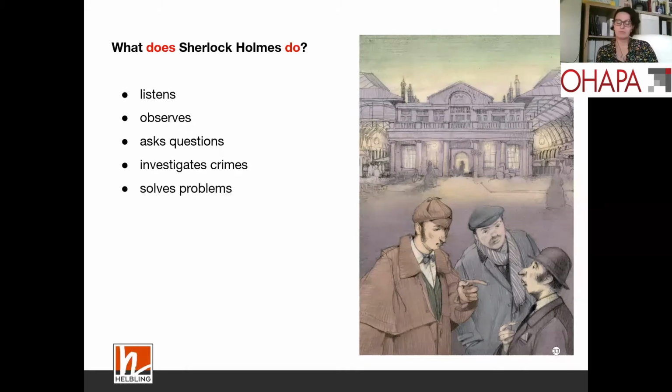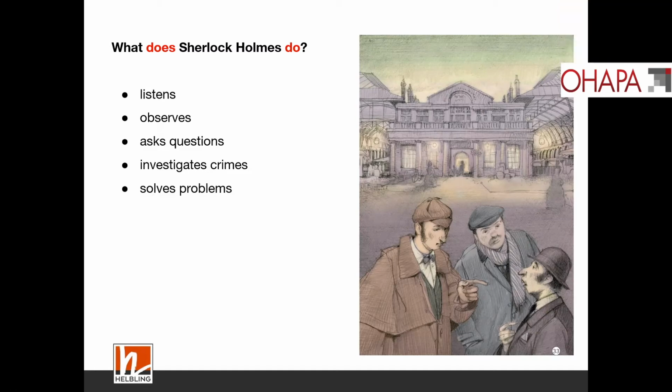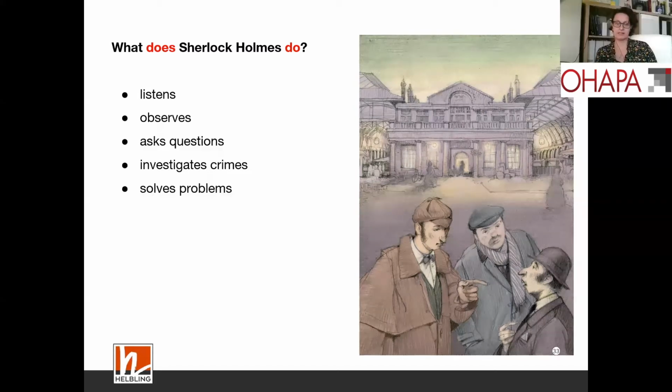And finally, we can talk about what Sherlock Holmes does. Again, a different variation of a similar structure. Here you can collect verbs like listens, observes, asks questions, investigates crimes, and solves problems. Maybe your students are not familiar with all these verbs, but this is a great moment to introduce them to your students.